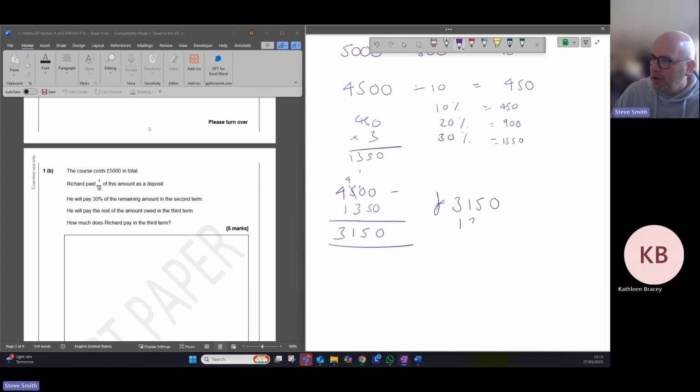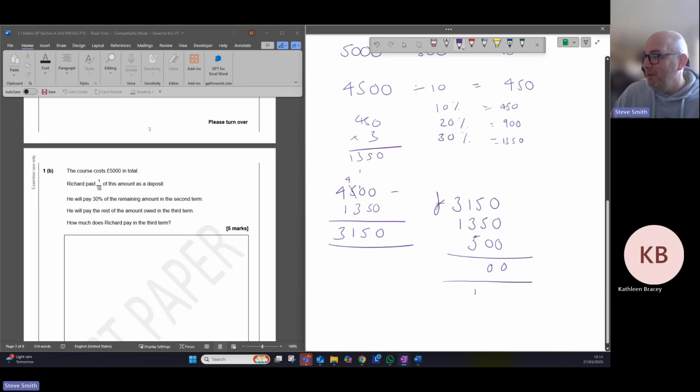If you weren't sure you worked that out right, put in the amount you paid on term 1, put in your deposit, and see if it gets back up to 5 grand. 0, hope it does. 1, 9, 10. 3 add 1, add another 1, it's 5. So we've checked our answer. You might not have time in the exam to do that, but it's just totting it up as we go along.